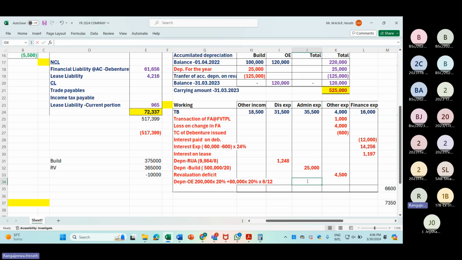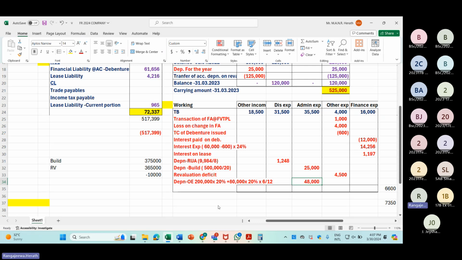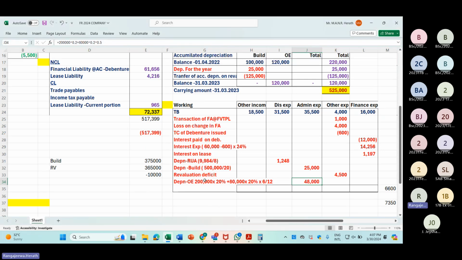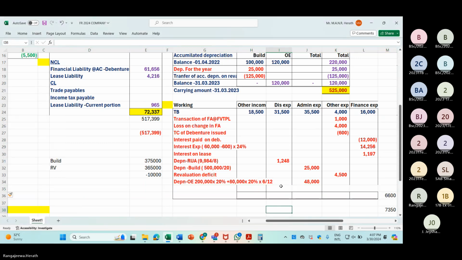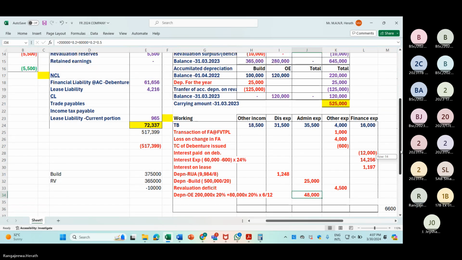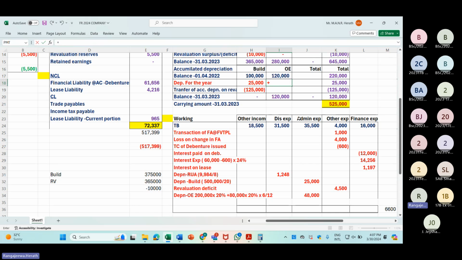So that office equipment depreciation: 200,000 into 20% plus 80,000, 20% into 6 months. Altogether, 200,000 at 20% is 40,000, 80,000 into 20% into 6 months is 8,000. 48,000 is the depreciation. So you can take it into the accumulated depreciation 48.